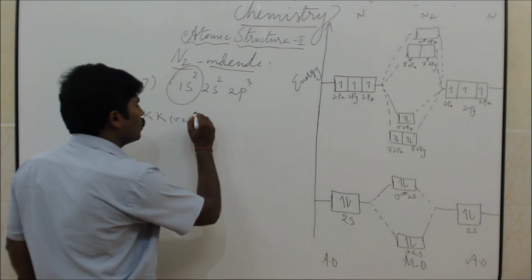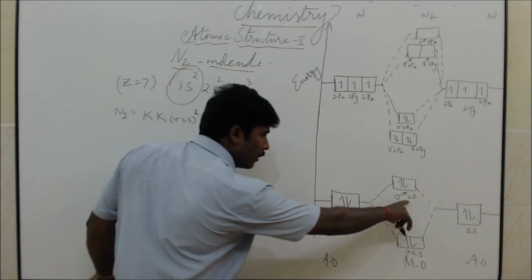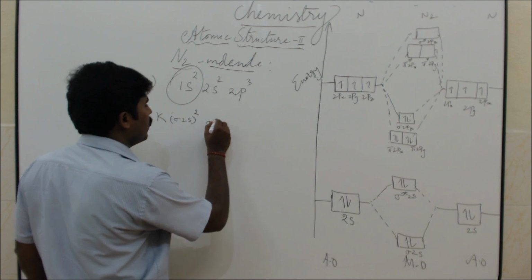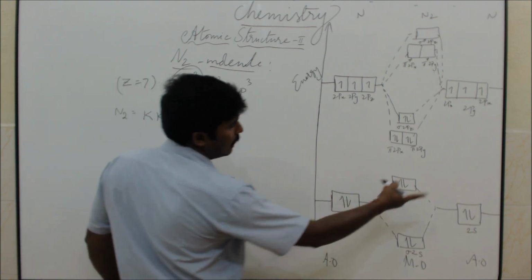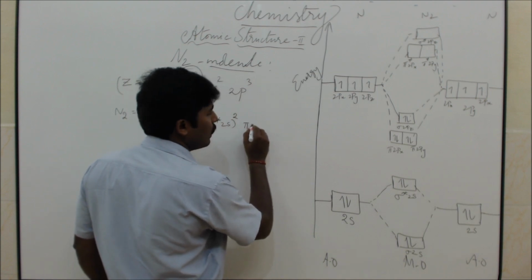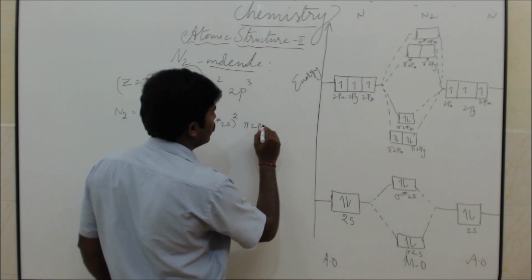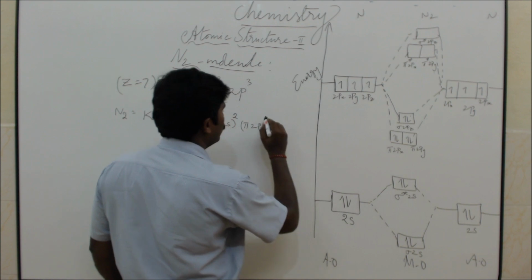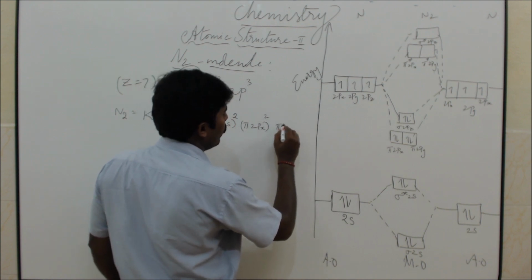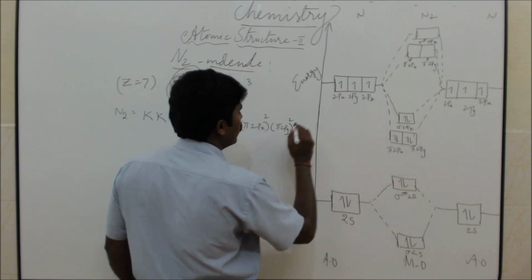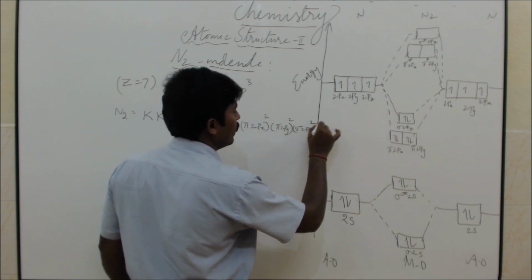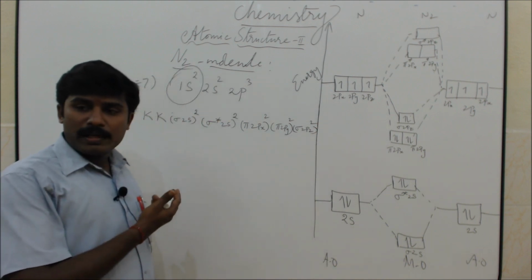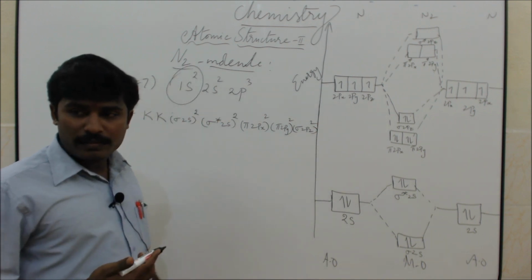It contains 2 electrons. Then what? Sigma star 2s. How many electrons? 2 electrons. Next one, pi 2px. How many electrons does it contain? 2 electrons. Then pi 2py contains 2 electrons. Then sigma 2pz, 2 electrons. This is the MO diagram. According to the MO diagram, this is the electronic configuration.